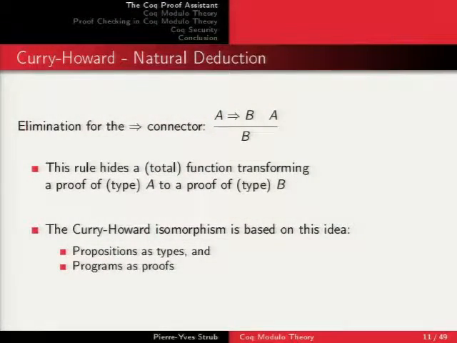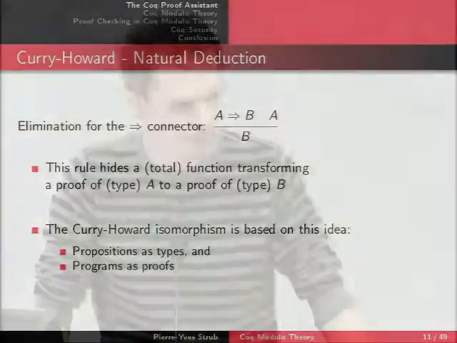So I will focus on the implication connector. The rule for eliminating the implication connector tells you that if you have a proof of A implies B and a proof of A, then you will have a proof of B. This rule hides a total function transforming a proof of type A, because I will move to types next, to a proof of B. And this is the Curry-Howard isomorphism. You see propositions as types, that is, a proposition will be the type A implies B, and then you see proofs as programs, or programs as proofs.